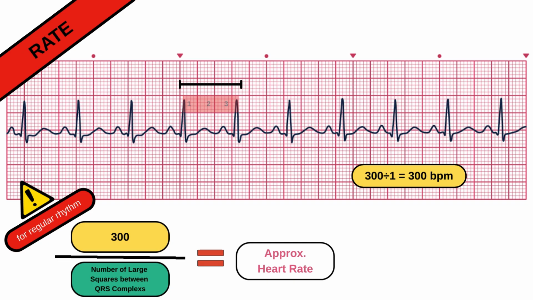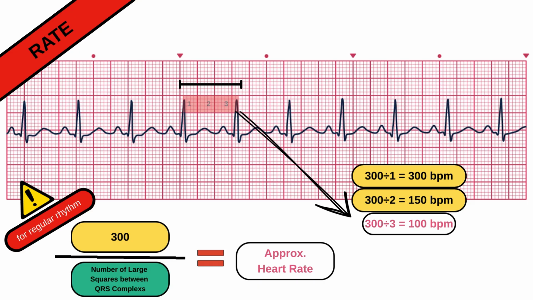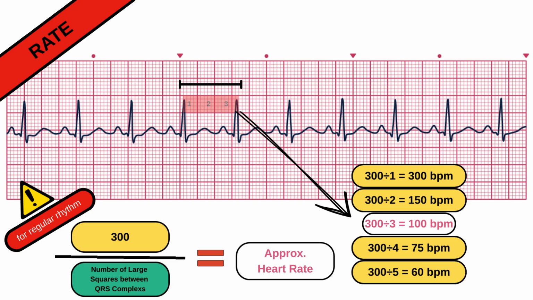For example, 1 large square, 300 beats per minute. 2 large squares, 150 beats per minute. 3 large squares, 100 beats per minute. 4 large squares, 75 beats per minute. 5 large squares, 60 beats per minute.